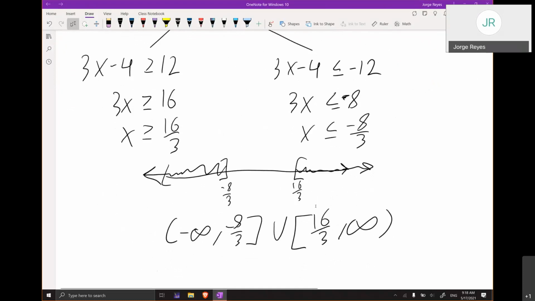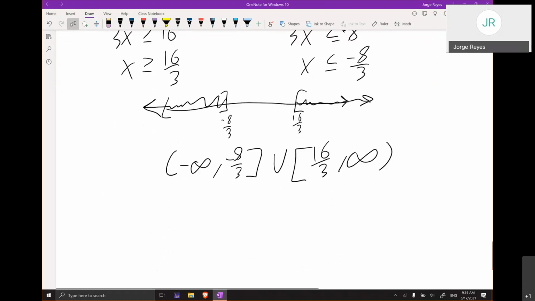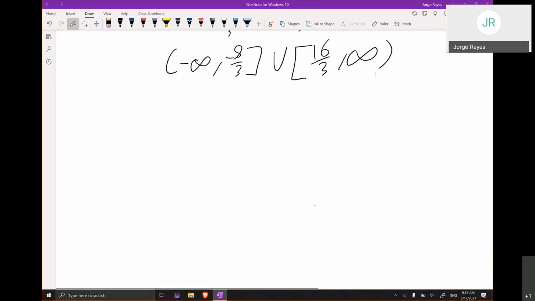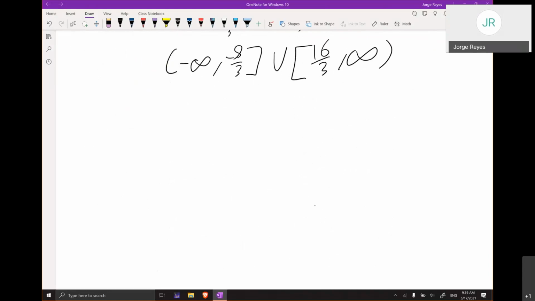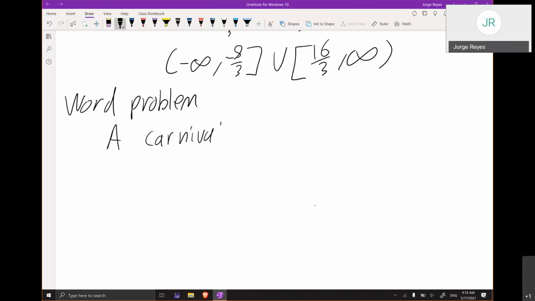Okay, and now, unfortunately, this section also has a word problem that you should know how to do. Actually, this word problem is something that I hope you just do when you go grocery shopping or something like that. It's like a compare problem: what's cheaper, what's more expensive.